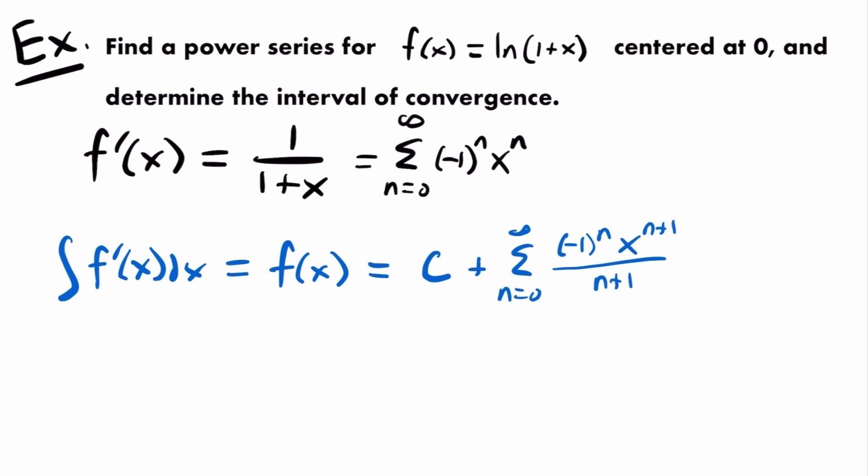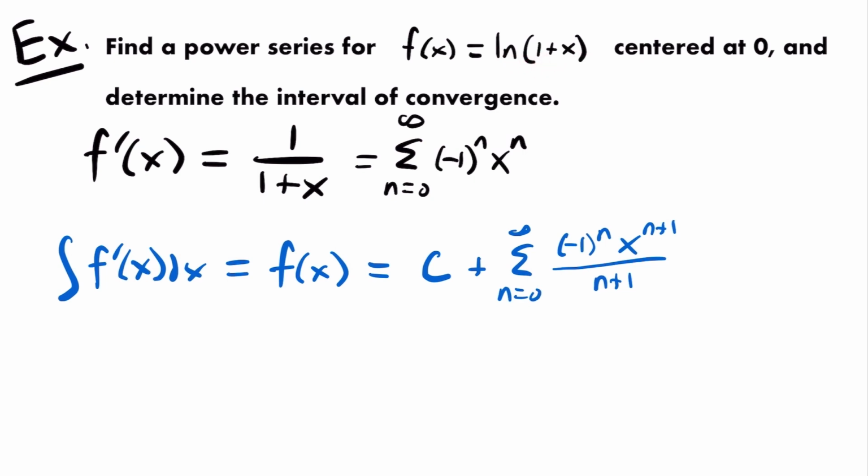All right, we do not change this negative 1 to the power of n in any way. That does not involve x. We're only using the power rule for x to the power of n. All right, that is the only part that is affected by the integration process. And so what we have right here is a power series that represents the function f of x, the natural log of 1 plus x. That's what we wanted to do.